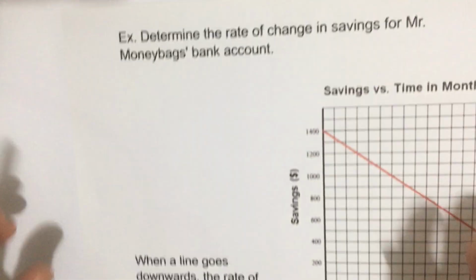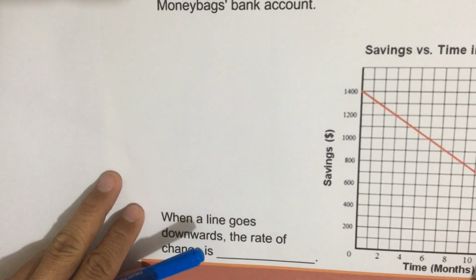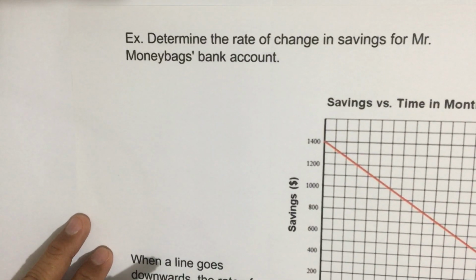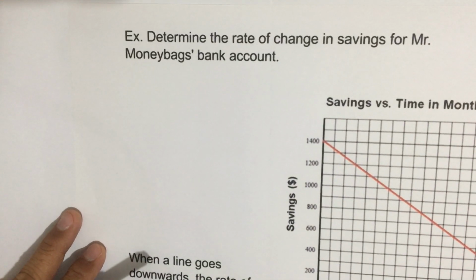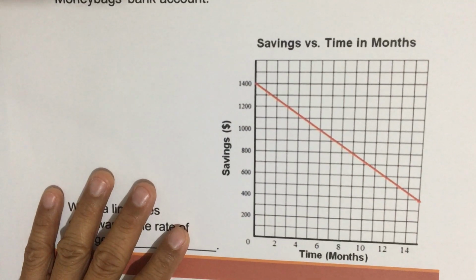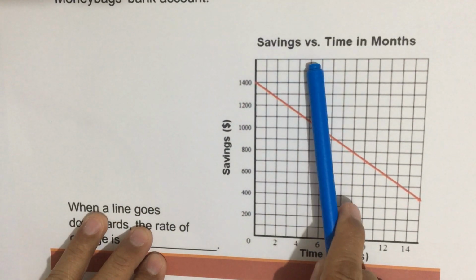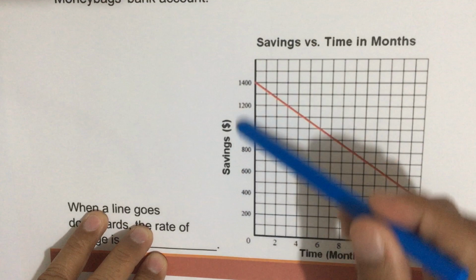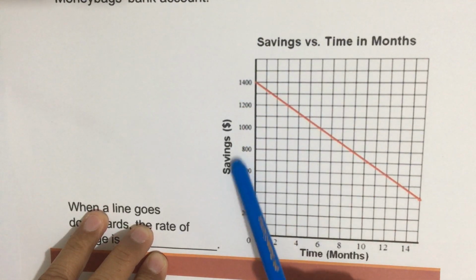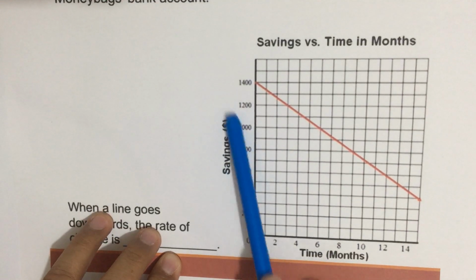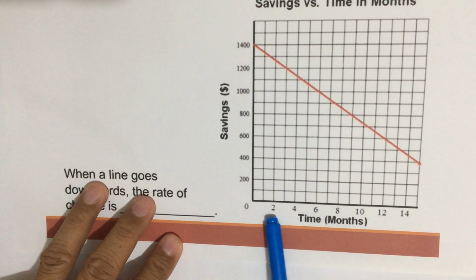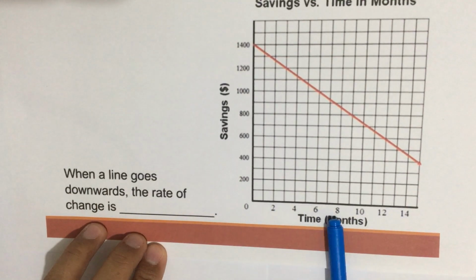So our next example here is about the problem to determine the rate of change in savings for Mr. Moneybags bank account. So here in this picture, we can say that this is savings versus time in months. So we have here the vertical, or the numbers in the vertical parts. This is the savings in terms of dollars. Okay, and then we have here the horizontal, that is the time in terms of months.